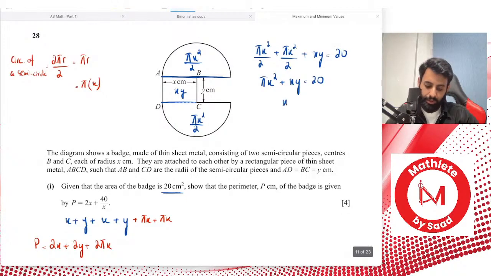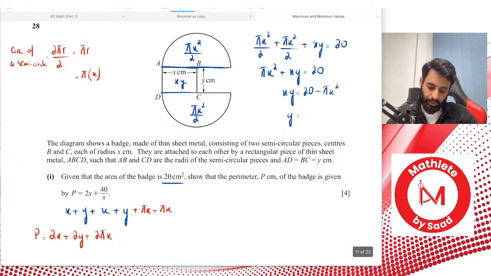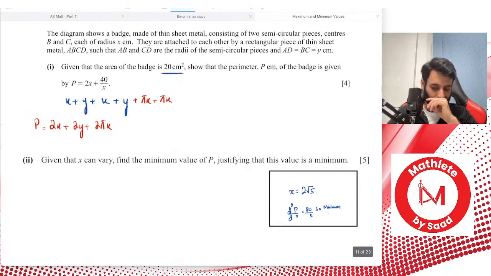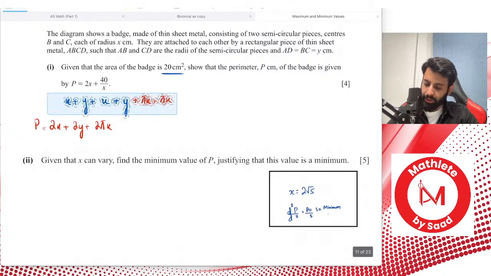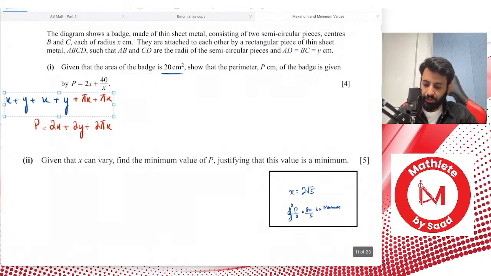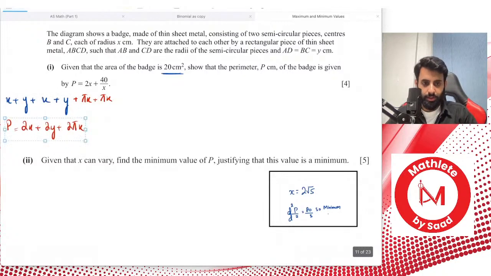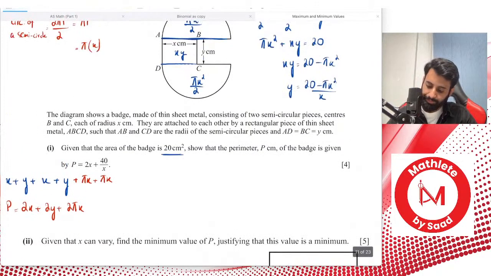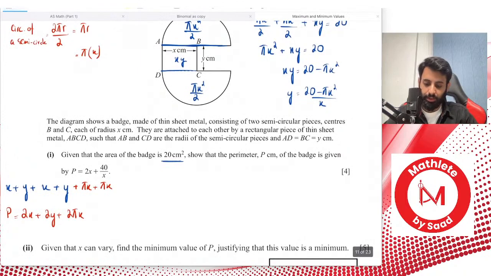Now we have to make y the subject. So xy is equal to 20 minus pi x squared. Okay, now we make y the subject. So y becomes 20 minus pi x squared over x. So there's a lot of working that's required over here. And it's a 4-mark question, so that makes sense also. Okay, so a quick tip for you guys, and that is when you're doing this in the actual exam, try and be as efficient as possible with the working, okay? With the space utilization, actually.